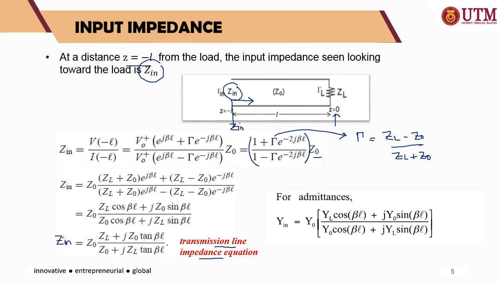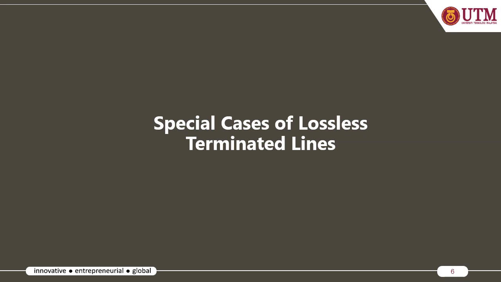So the Zin, or input impedance, depends on the load and also the distance. In terms of the admittance, we can represent the equation using Yin equal to the following equation. Okay, next we are about to look at the special cases of lossless transmission line termination, considering conditions other than the matched load termination. We are about to look at the short circuit and also the open circuit.